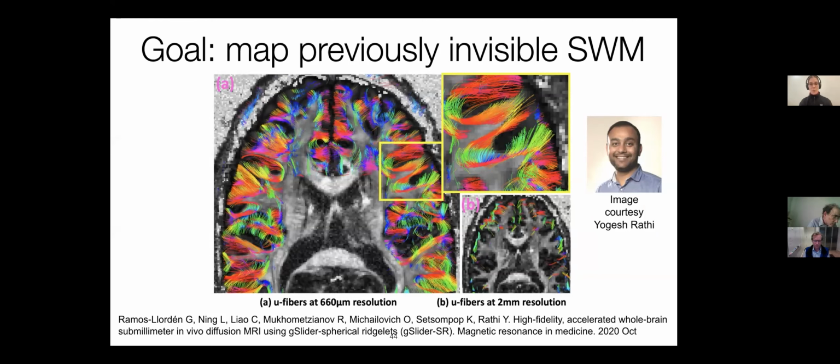So our first goal is to try to map previously invisible superficial white matter. And I spent quite a while before talking about this image, and you can see that I like this image. It's really cool that Yogesh provided it and that we are very excited about getting going and being able to get more scans like this.